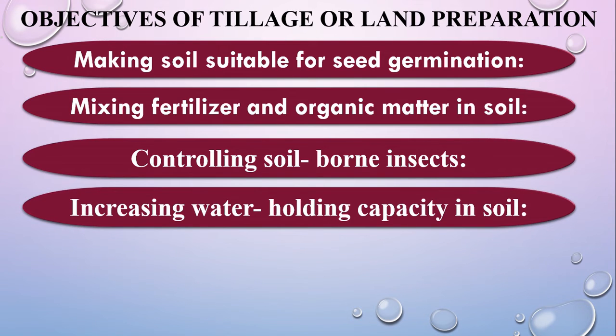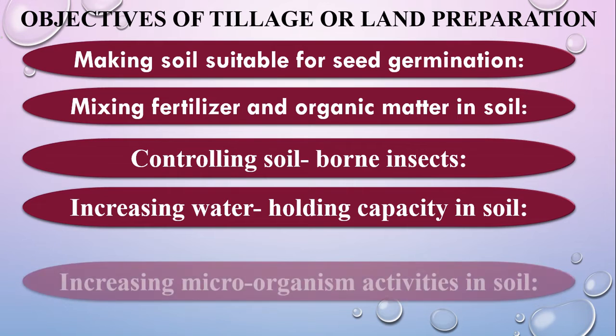Next point is increasing water holding capacity in the soil. If you do not cultivate or till the land properly, then the clods will not break down and the soil will not be properly friable. That is why the water will not be held by the soil. That is why you need to do the tillage operation properly.